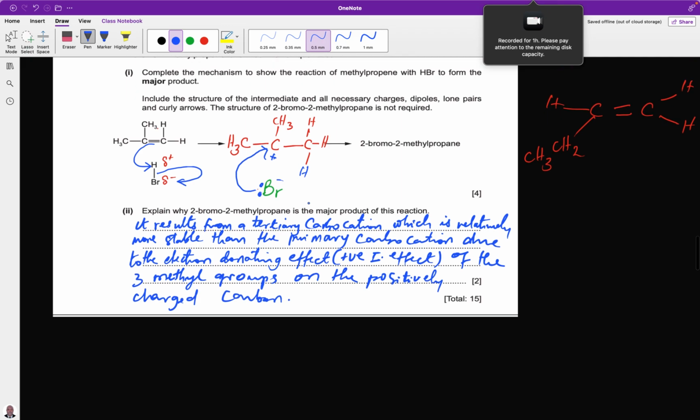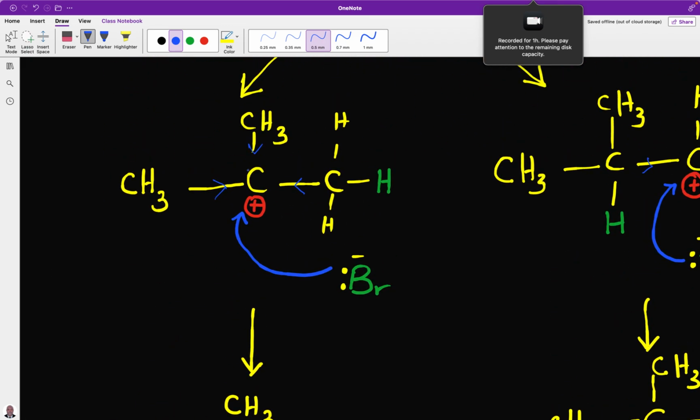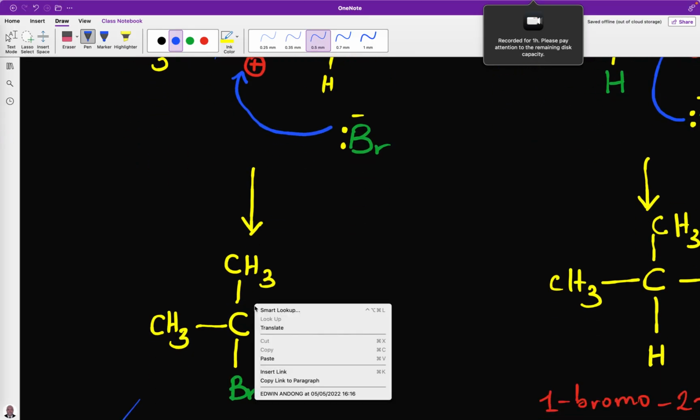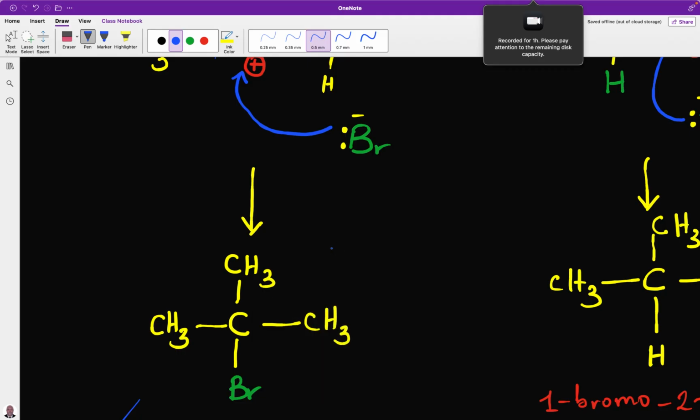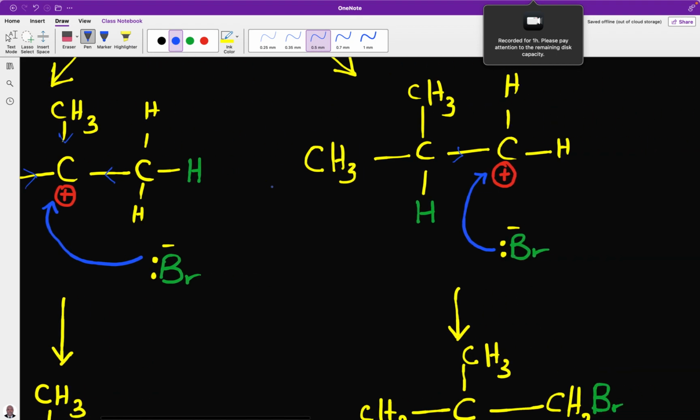As I said, the methyl groups in this case here, there are three methyl groups here. The three methyl groups here are electron donating. As they donate more electrons, because there are many of them, 1, 2, 3, they help to reduce the charge density on the positively charged carbon and make this molecule what? Energetically more stable. But this one is less stable.